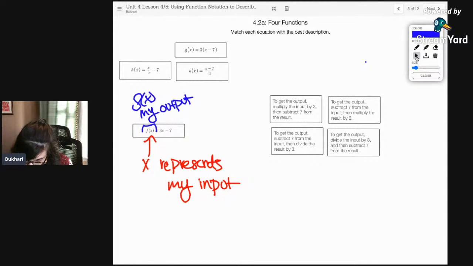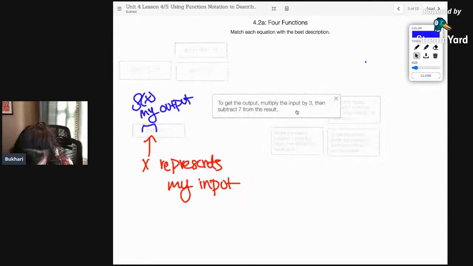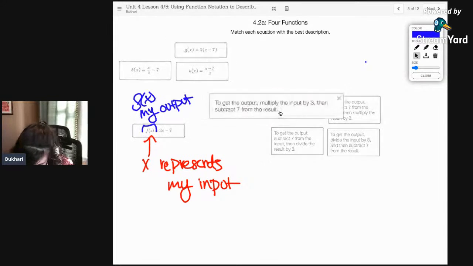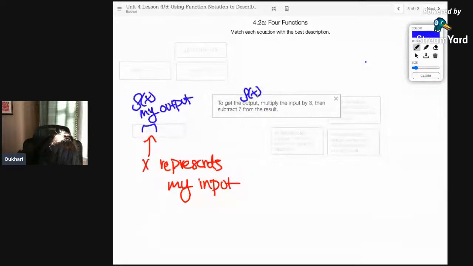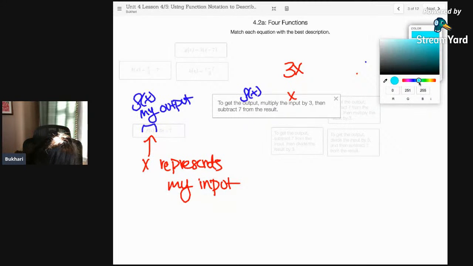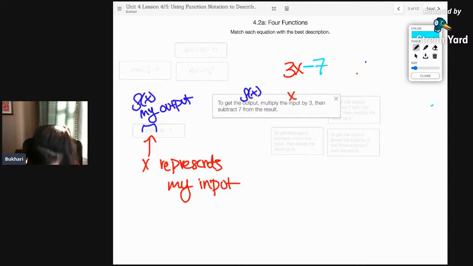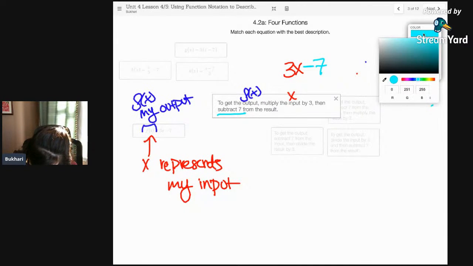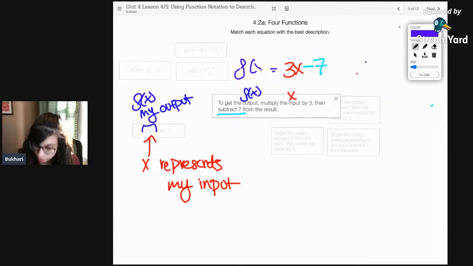We can take a look at the first one, right? To get the output, to get f of x, I need to multiply the input by 3, then subtract 7 from the result. So I know that my output here is f of x, and my input here is x. So I want x multiplied by 3, so I want 3x, and then I want to subtract 7 from the result. I know that this result should be subtracted by 7. And so I know that all of this results in my output. This is how I can connect my description to my equation. Do the best to do the other 3 as well.